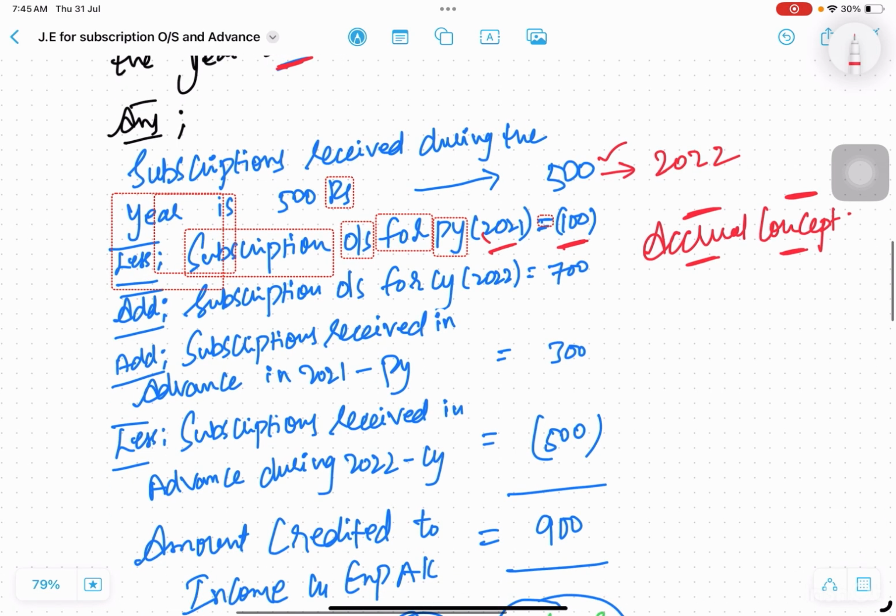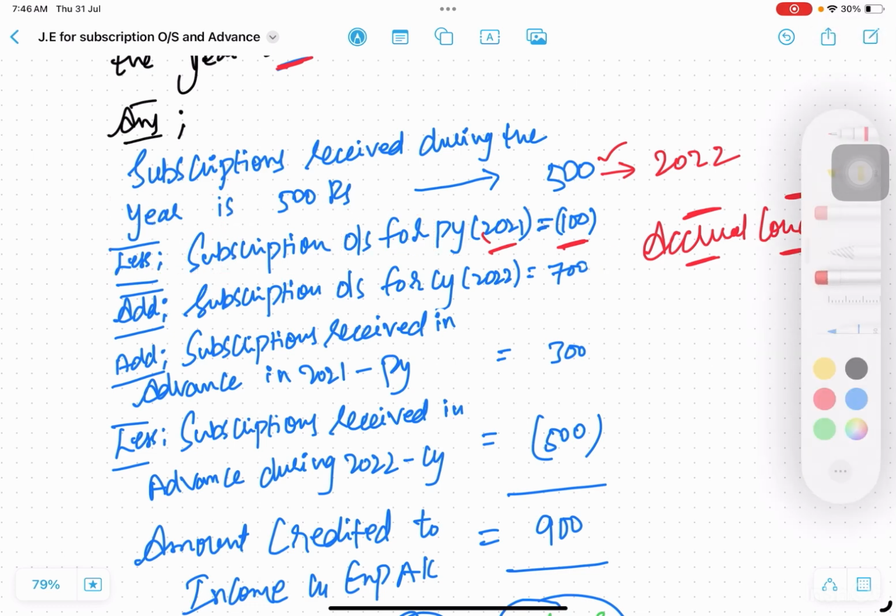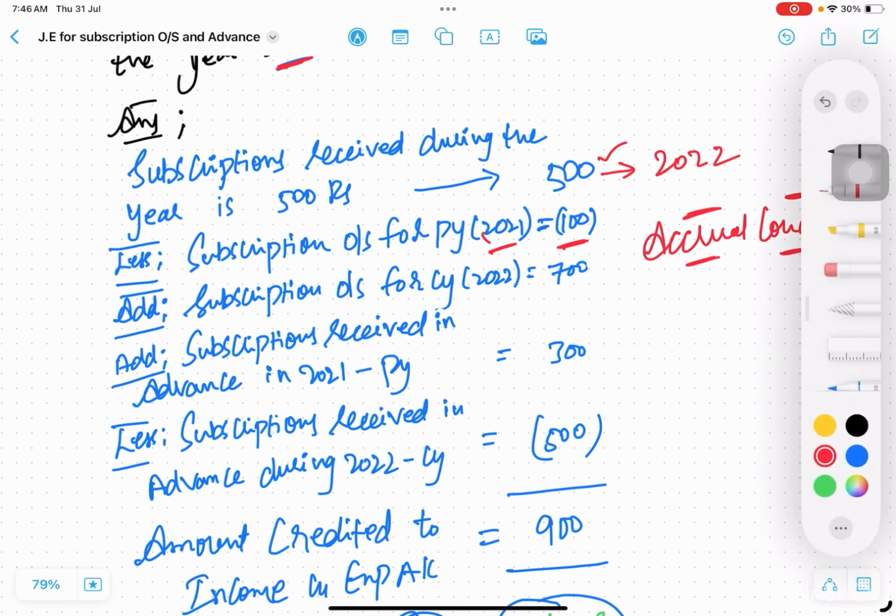Okay, now subscription outstanding for the current year 700 rupees. Now whether this is relating to current year or not? Yes. Whether this 700 is included in the 500 rupees or not?